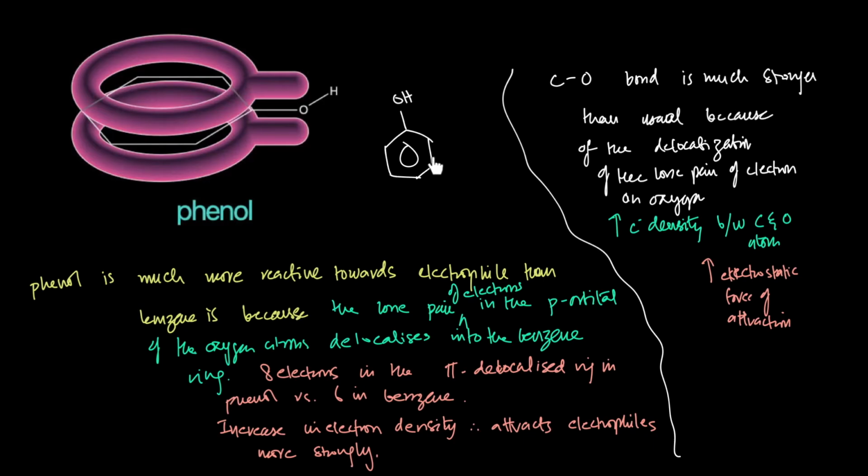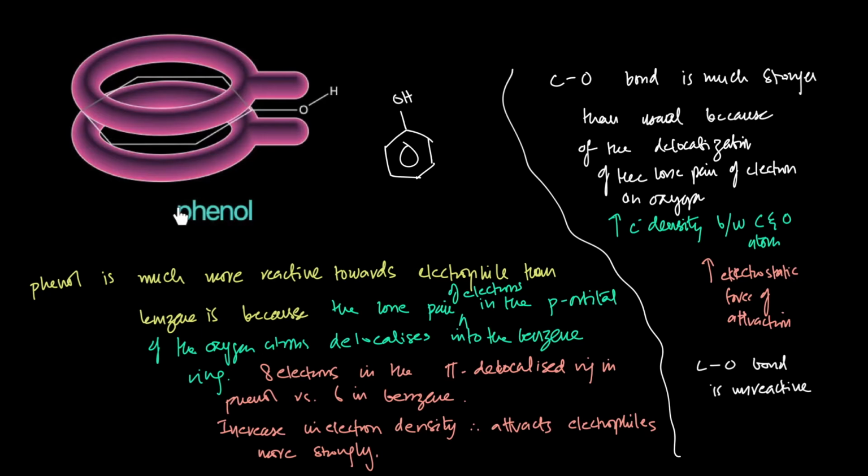The benzene ring is much more reactive because of the delocalization of electrons, but because of the delocalization, the CO bond is much stronger because there are more electrons present between the carbon and the oxygen atom, so stronger electrostatic forces of attraction, which means that this CO bond doesn't break very easily. So the CO bond in phenol is relatively unreactive, okay, doesn't break easily.